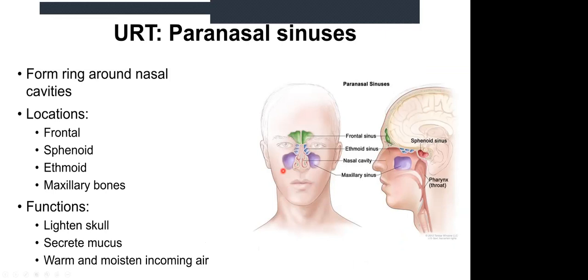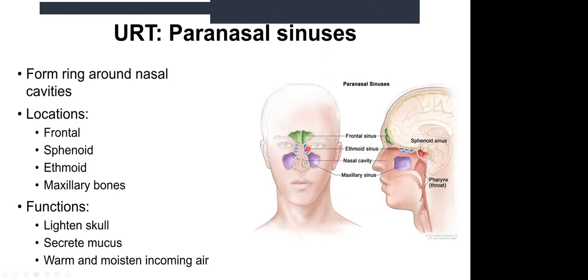So moving on from the nose is next the paranasal sinuses, and these form sort of a ring around the nasal cavities, as you can kind of see from this diagram. This is going to include the frontal sinus. We have the sphenoid sinus, which you can really only see laterally, and you can see that it's just inferior to the pituitary gland.